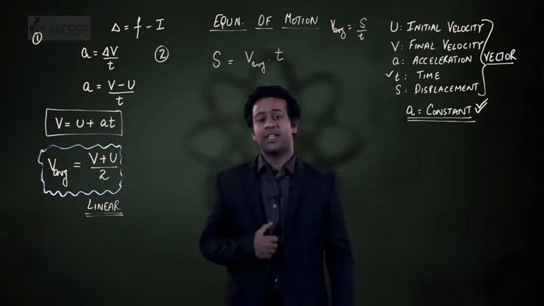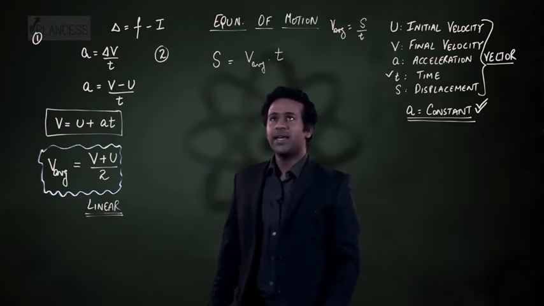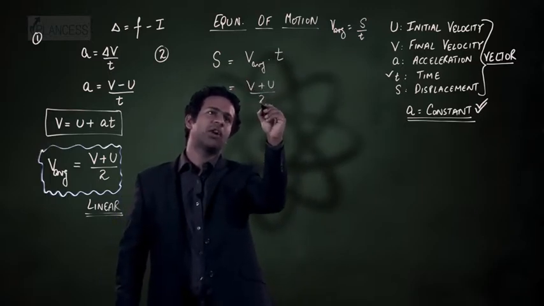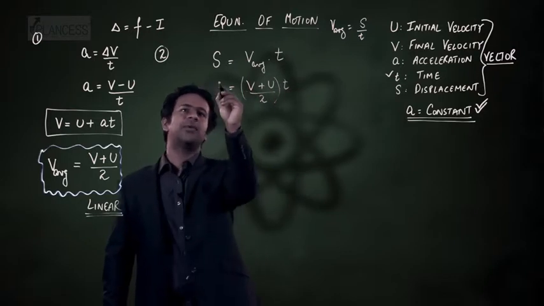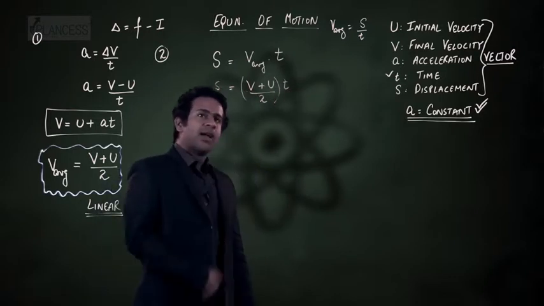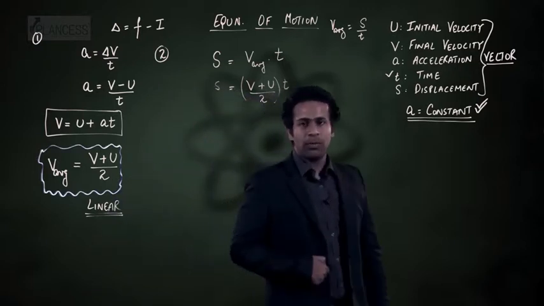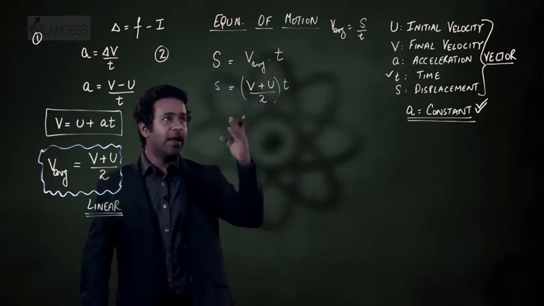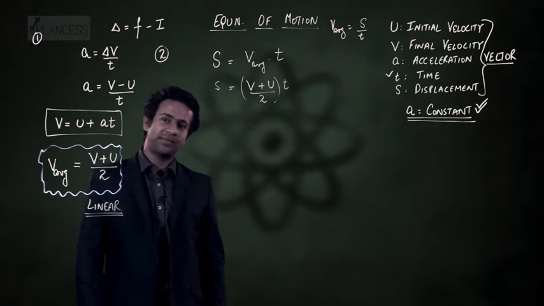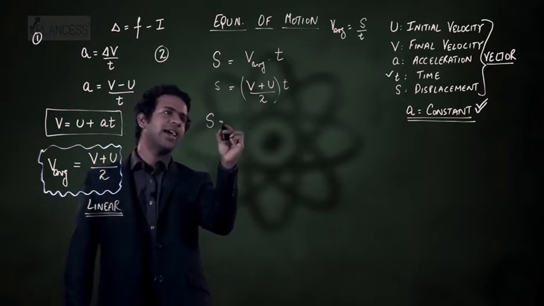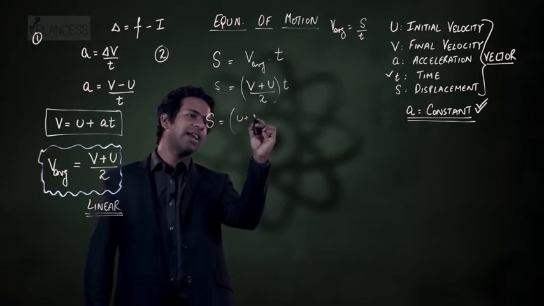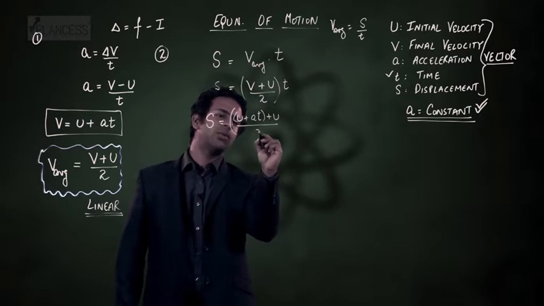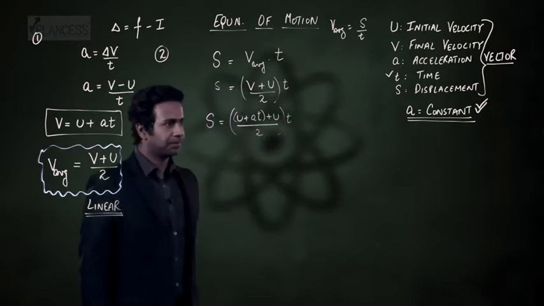Now we have seen that when acceleration is constant, the average velocity is the mean of initial and final velocity. So if I substitute this, I get s is equal to (v plus u) by 2 into t. Now look at the first equation. We can eliminate v by using the first equation. So I can write s is equal to (u plus at, this is the substitution for v, plus u) divided by 2, the entire thing into t.